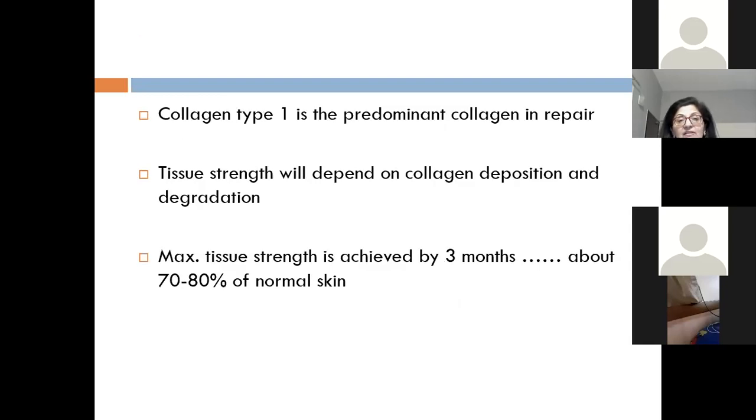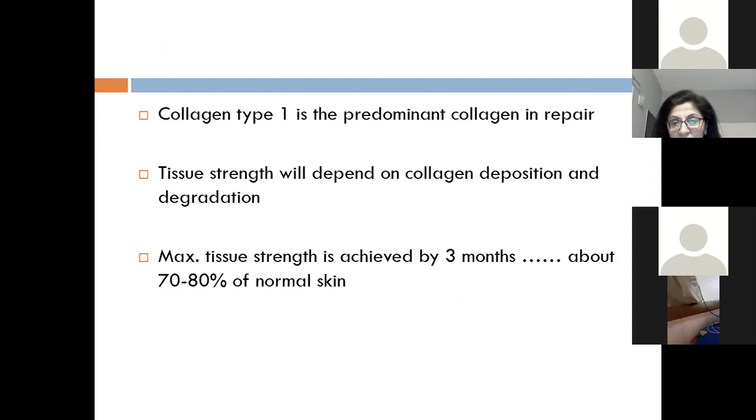So type 1 is the predominant collagen in repair, which is actually present in bone, and normally you have type 3 collagen in skin, but in the repair process, it's the type 1 collagen which is the predominant collagen. And tissue strength will depend on the collagen deposition and degradation.